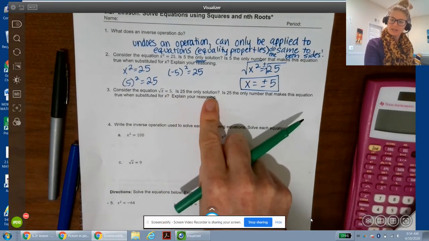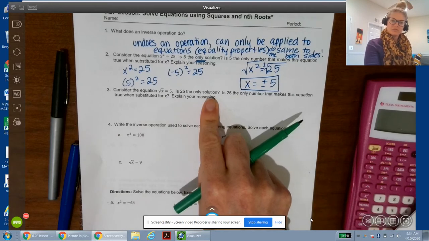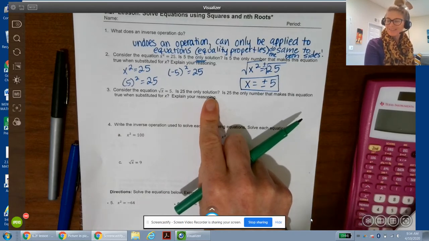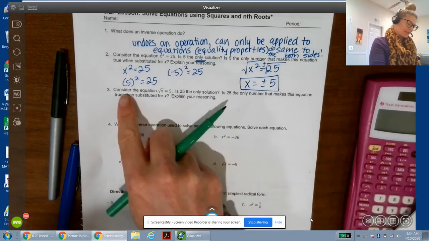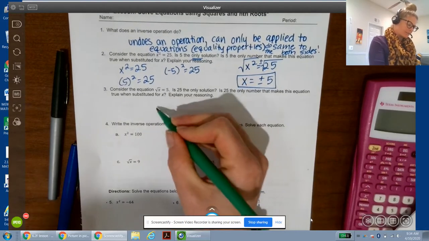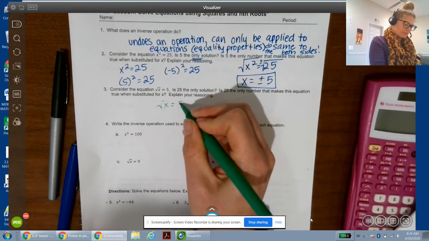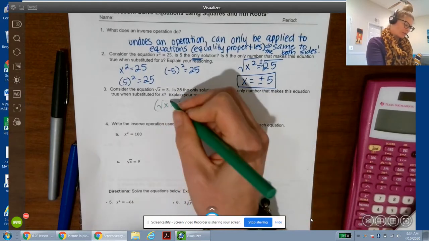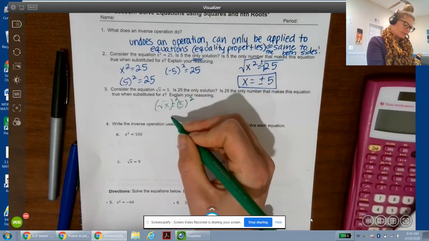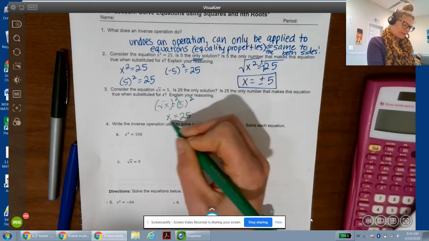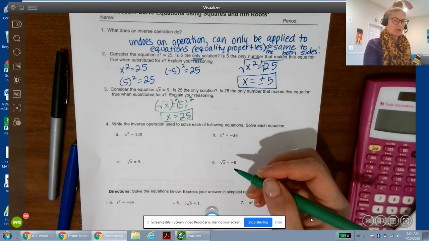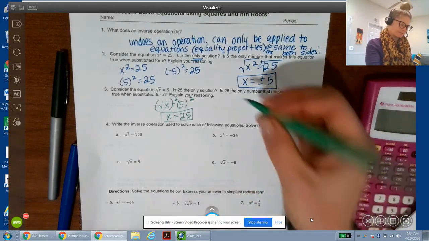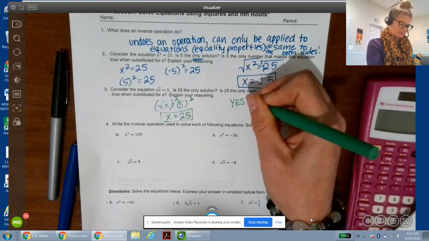Is 25 the only solution? Well, what about the square root of negative 25? You can't take the square root of negatives. It's not a real number. So thinking about this, is 25 the only solution? How do you undo square rooting? That's right, you square. So x is only equal to 25. It's the only value that makes the statement true. There's only one solution. You cannot take the square root of a negative number. This is a yes.